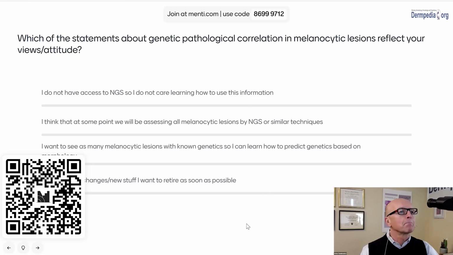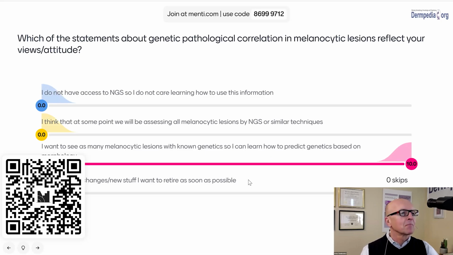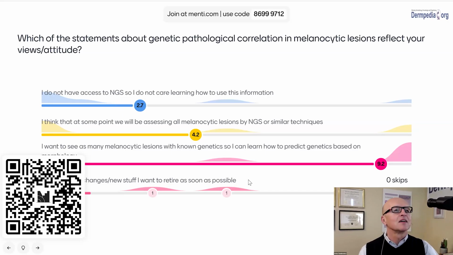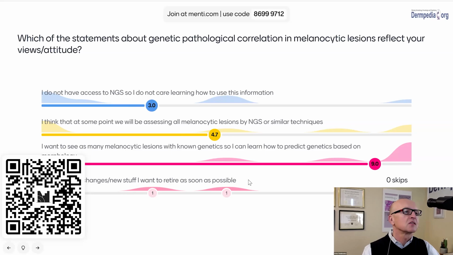And so we'll get some average at some point. So, I don't have access to NGS. I don't care about learning genetics. So I think that at some point we will be assessing all melanocytic lesions by NGS or similar techniques.